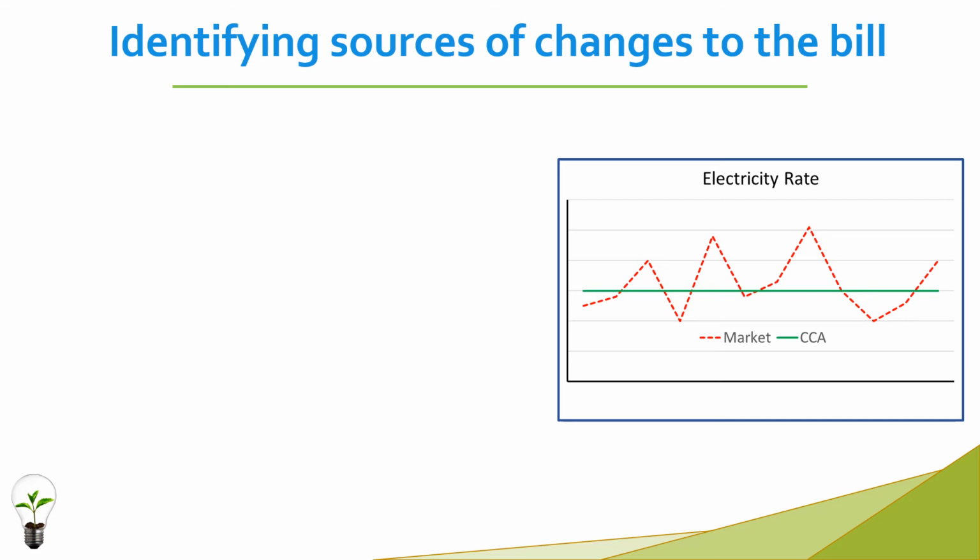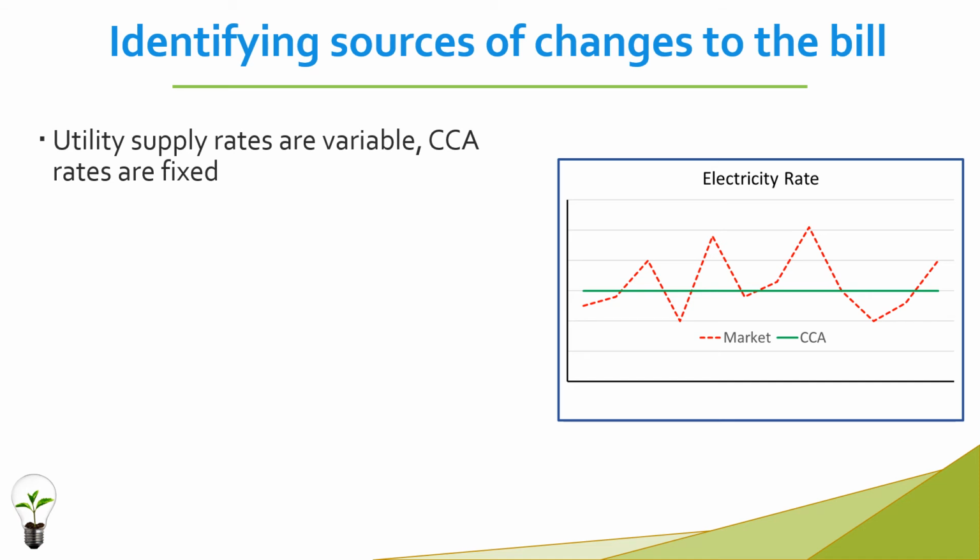The first thing that's important to note is that the utility rates from RG&E are variable and may change over time. The CCA rates, however, are fixed and will remain the same for the duration of your municipality's CCA contract. That being said, there are still several aspects of your bill and energy usage that change from month to month, and it's important to understand these if you're hoping to identify changes due to participation in a CCA program.